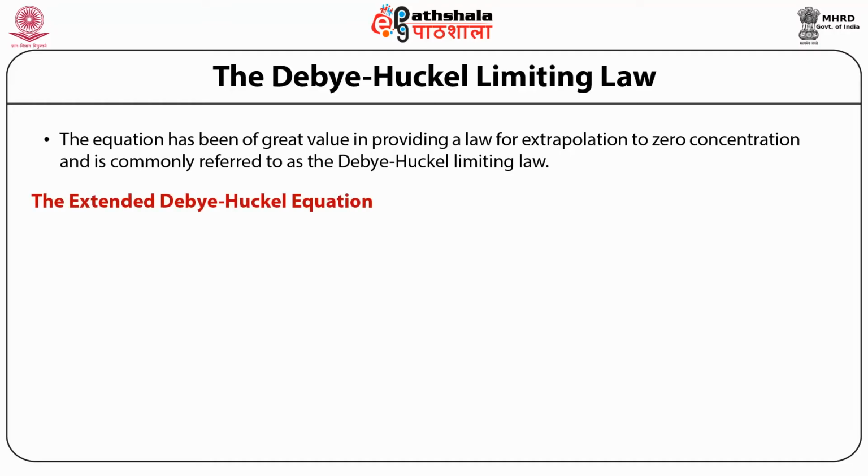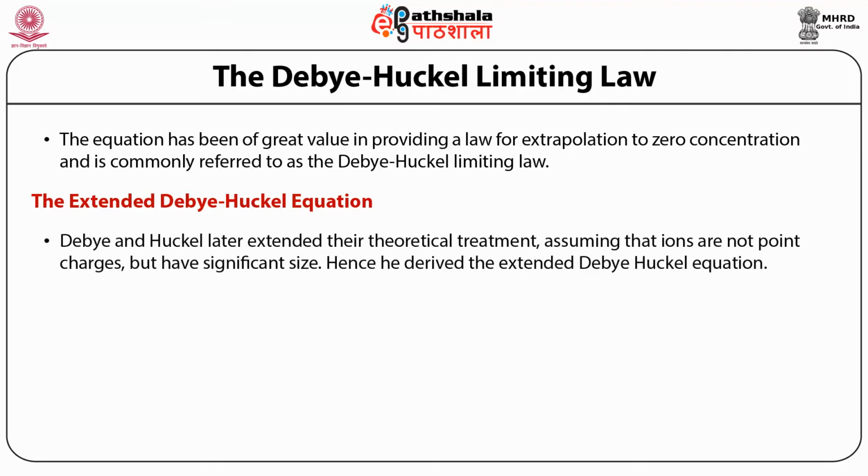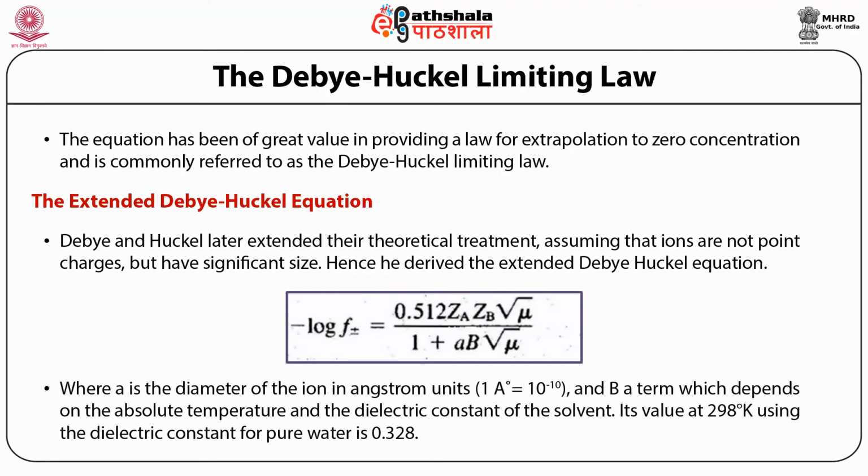Now, the extended Debye-Huckel equation. The simple Debye-Huckel equation, or the limiting law, has been found to give useful results only in very dilute solutions. As the ionic strength increases, mean activity coefficients calculated from the equation are significantly smaller than the experimental values. Debye and Huckel later extended their theoretical treatment, assuming that ions are not point charges but have significant size. Hence, they derived the extended Debye-Huckel equation, where a is the diameter of the ion in angstrom units and B is a term which depends on the absolute temperature and the dielectric constant of the solvent.